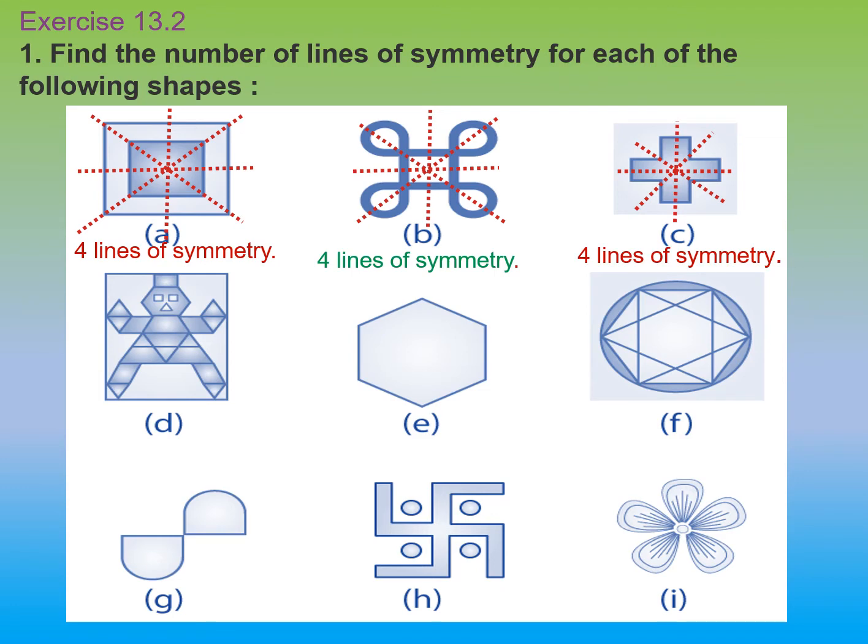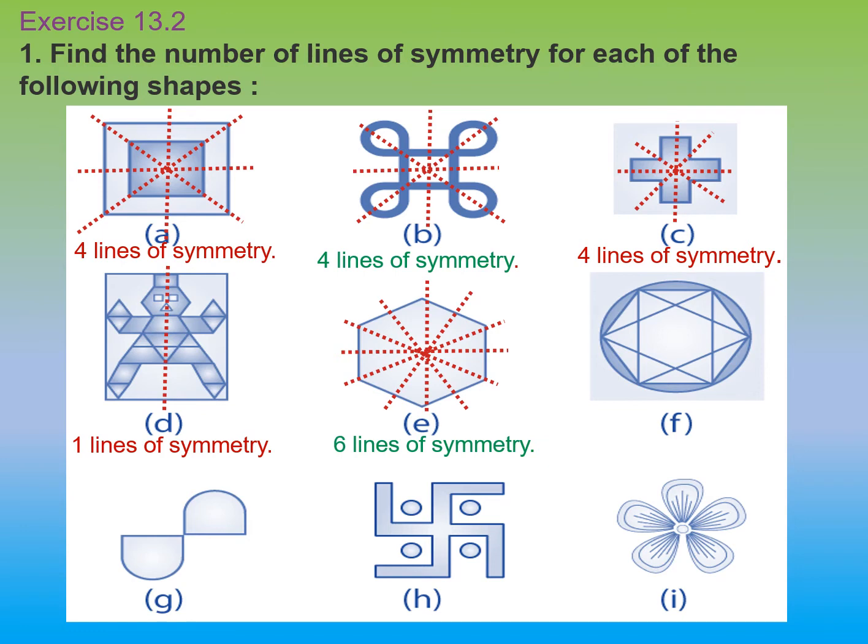How many lines of symmetry are there for this D1? We have only one line of symmetry, isn't it? Here we have 3, 4, 5, 6. 6 lines of symmetry are there for this picture. And F1, 1, 2, 3, 4. So we have 6 lines of symmetry.